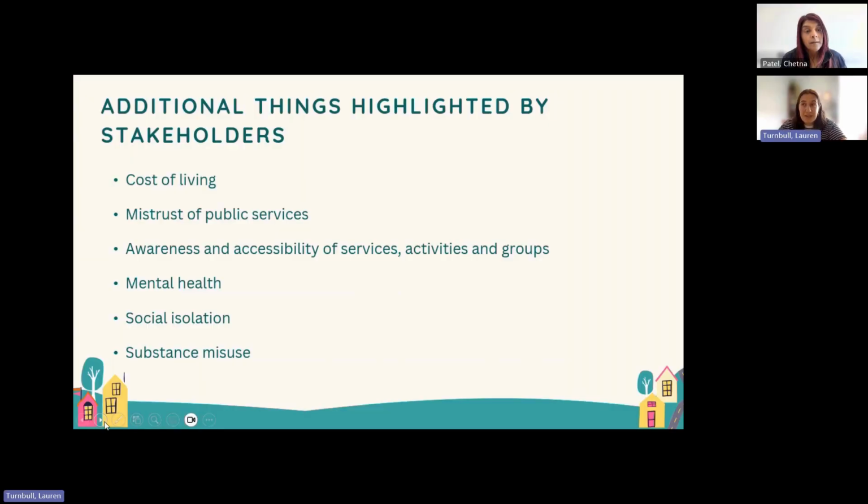And some additional things that our stakeholders and partners locally identified were issues around cost of living, mistrust of public services, mental health came out a lot, and issues of social isolation as well as substance misuse.